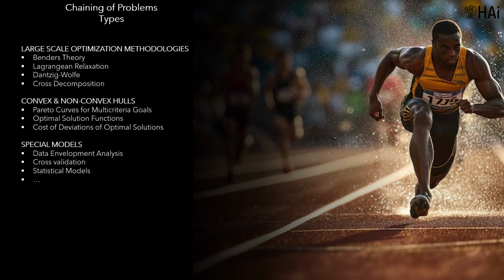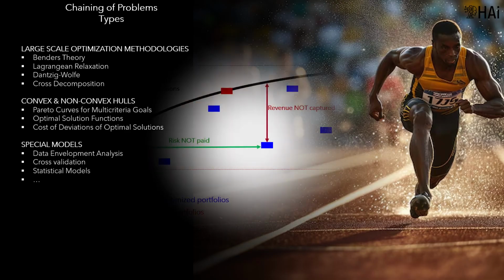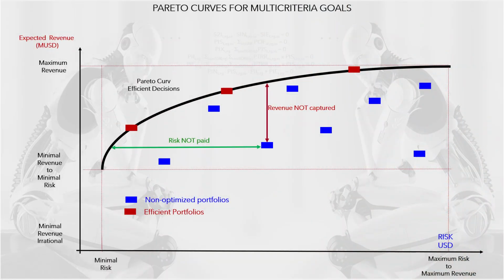Second, convex and non-convex hulls, like Pareto curves for multi-criteria goals, optimal solution functions, and cost of deviations of optimal solutions. Other case is Pareto curves for multi-criteria goals. In this case, it is necessary to build a multidimensional matrix that relates the goals to each other, in terms of the growth of one goal with respect to the others.